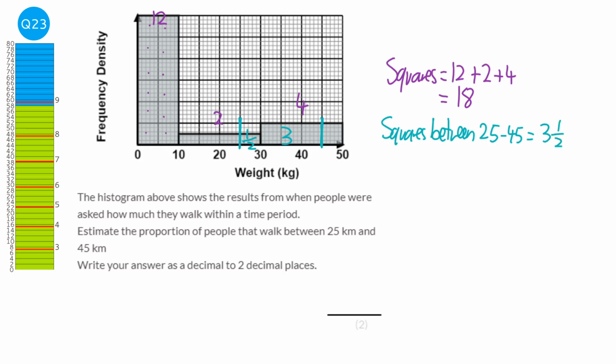Okay, so we've got 3.5 in total, out of a possible 18. So we just need to do 3.5 divided by 18 to work out the proportion, and that gives us 0.194... It says it wants 2 decimal places, so that would be 0.19.